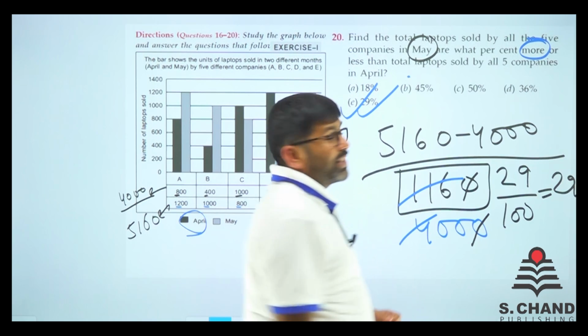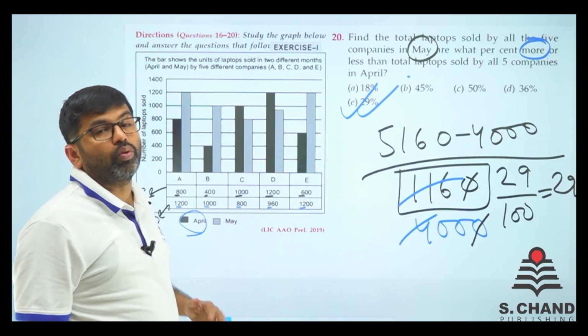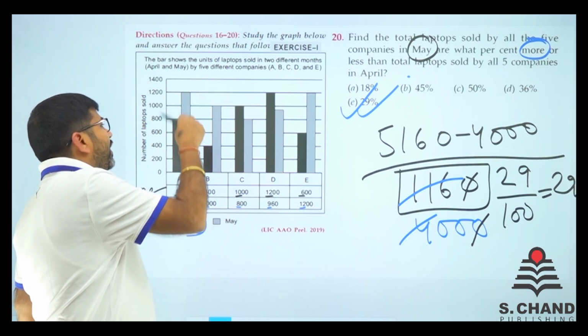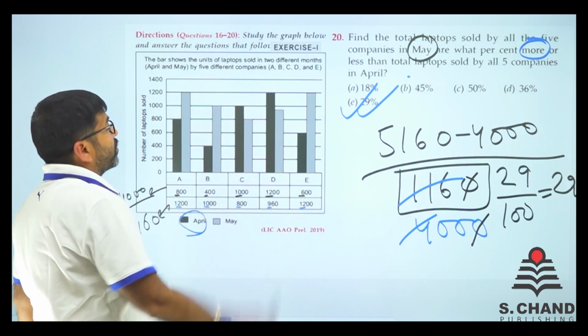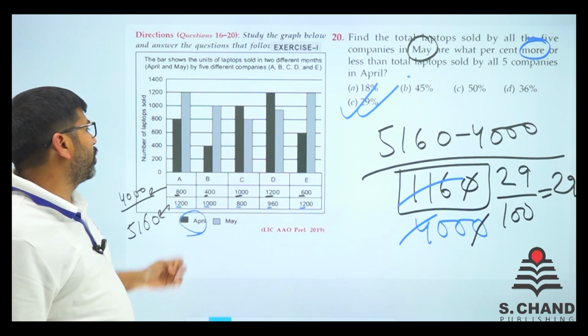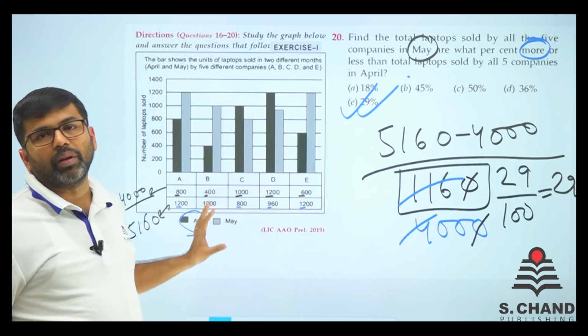So here we go. See, this is the way you need to do all the questions of a DI. That DI was a bar graph. Bar is like, you can see there are a number of bars in the graph. The positive point of this question was everything was given in the table as well.